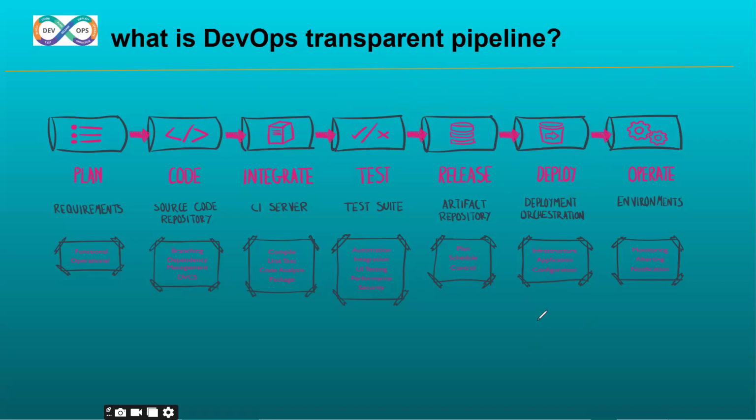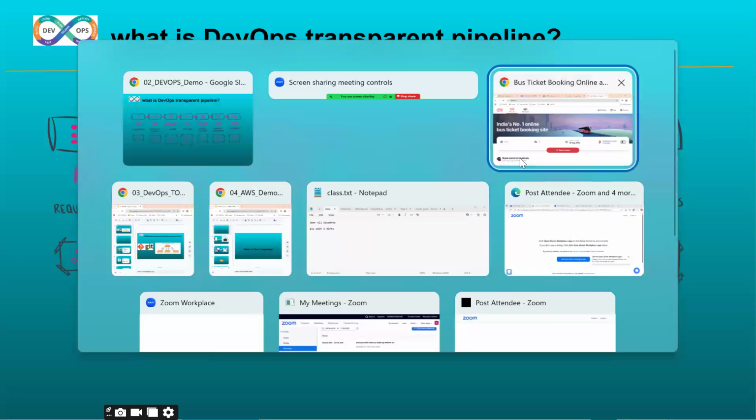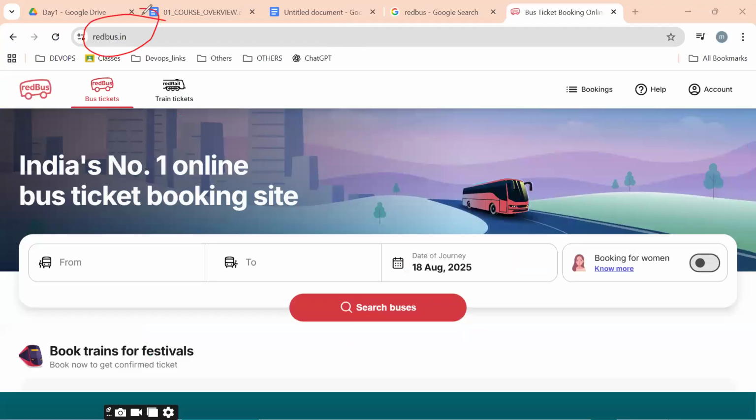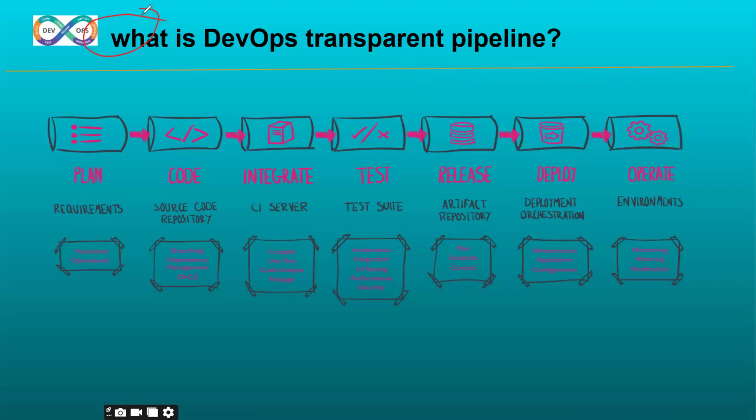Once deployed on hundreds of servers, we can access it on the internet as a website, like Flipkart, Amazon, or Book My Show. Clear? Understood this? Once that is done, whether it is working or not, we monitor and maintain it. This entire process is what you call the DevOps transparent pipeline.